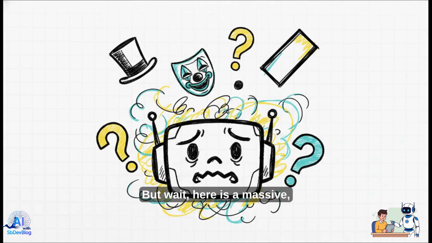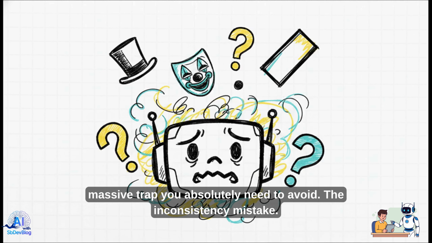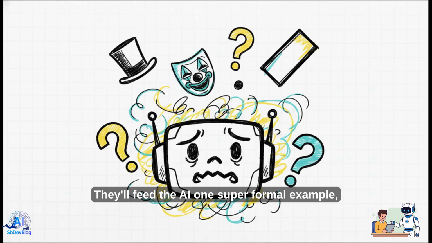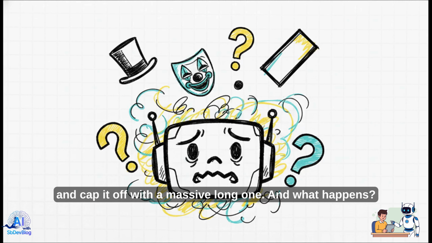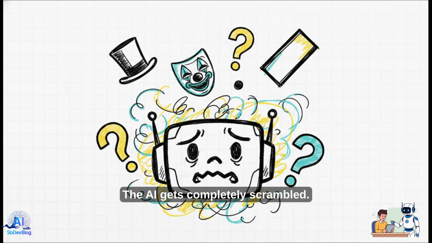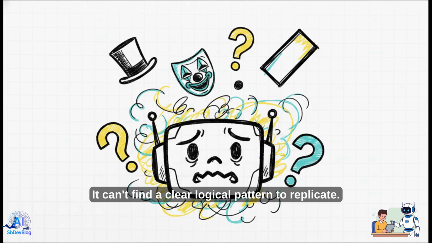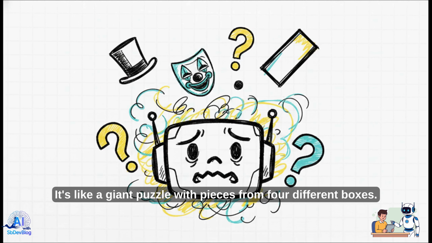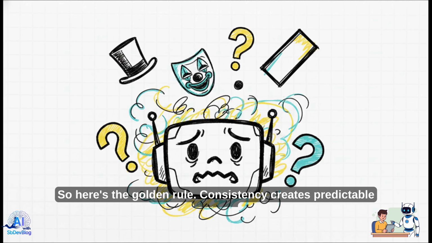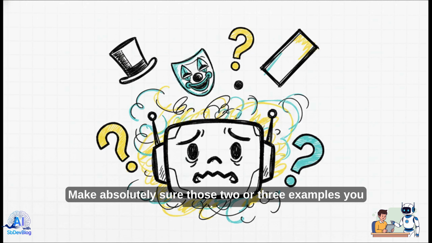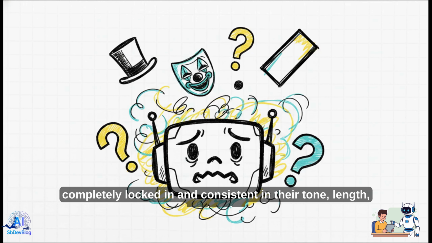But wait, here is a massive, massive trap you absolutely need to avoid: the inconsistency mistake. People do this all the time. They'll feed the AI one super formal example, then throw in a funny one, then a super short one, and cap it off with a massive long one. And what happens? The AI gets completely scrambled. It can't find a clear, logical pattern to replicate. It's like a giant puzzle with pieces from 4 different boxes. So here's the golden rule. Consistency creates predictable output. Make absolutely sure those 2 or 3 examples you provide are completely locked in and consistent in their tone, length, and style.